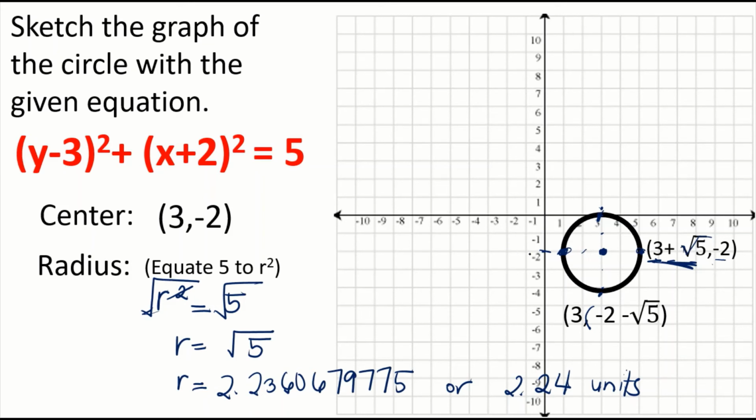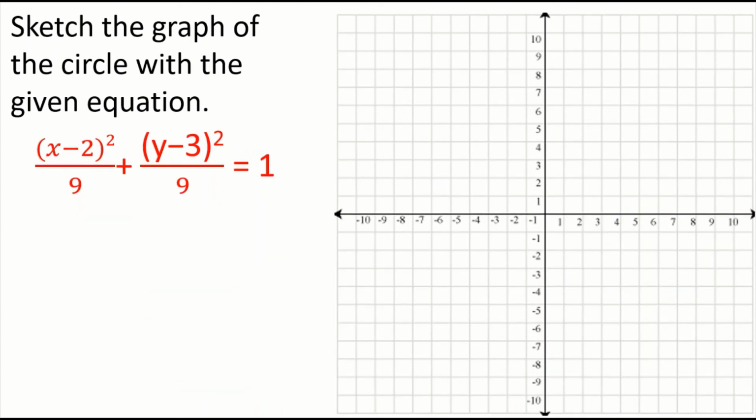So, we have 3 minus square root of 5, negative 2. And then for the other one, we are going to add square root of 5 kasi pataas tayo. So, we have 3, negative 2 plus square root of 5. So, these are the points. Itong apat na to ay part ng circle.